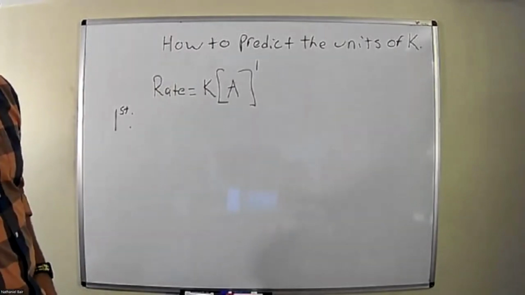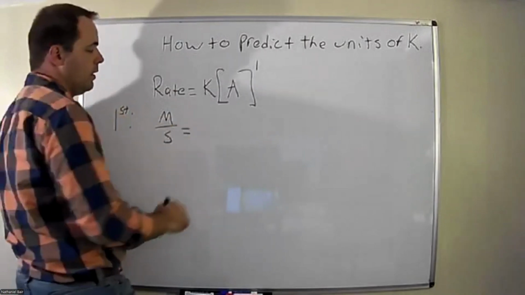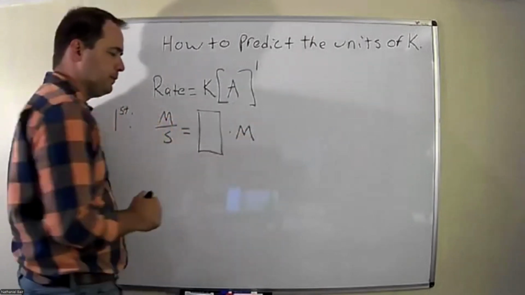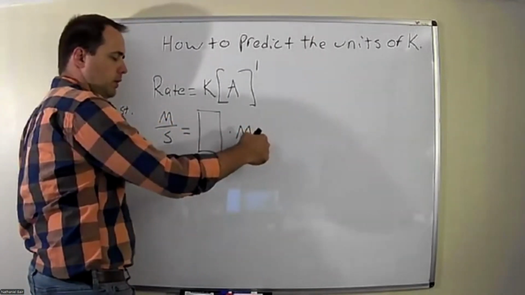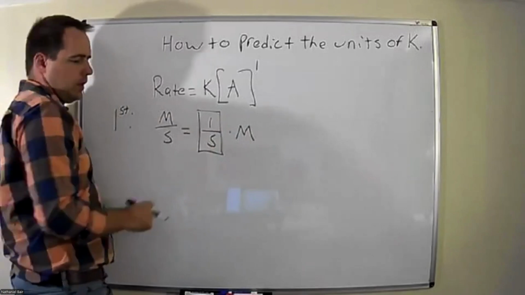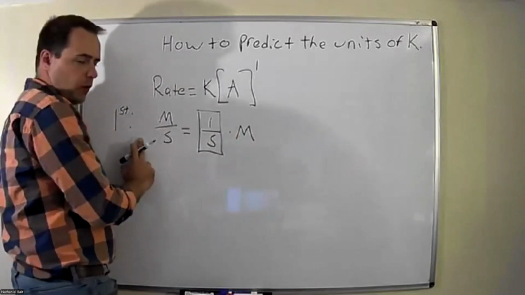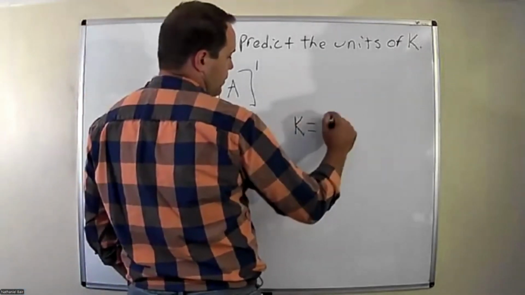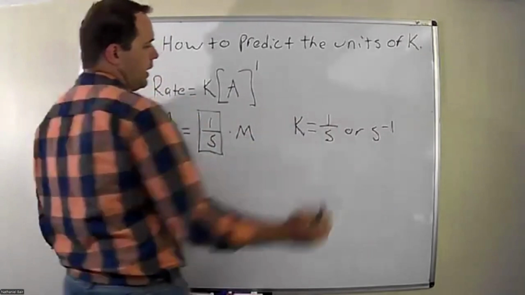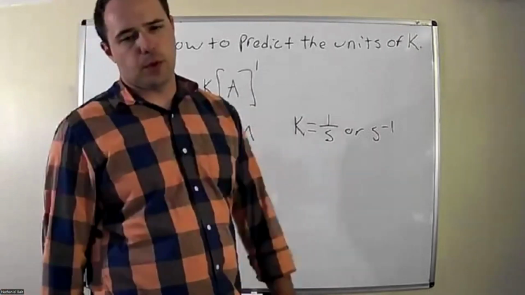If I'm first order overall, the units of the rate have to be molar per second, and the concentration is molar to the first, which is just molar. So what times molar gives me molar per second? This has got to be 1 over seconds, because 1 over seconds times molar gives molar per second. So for a first order overall reaction, the rate constant has units of 1 over seconds, or seconds to the negative first. That's how we usually write it, because we can pull that out of the denominator.